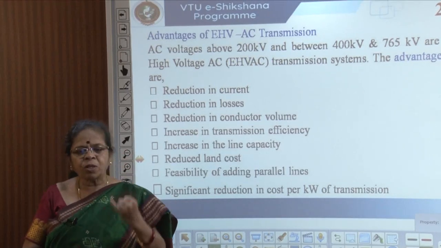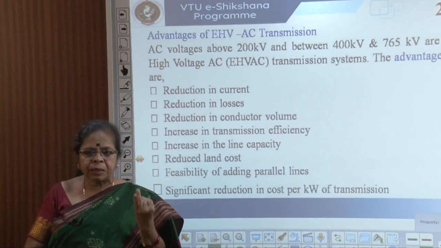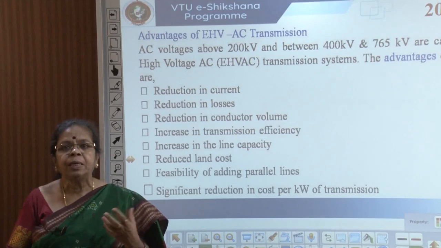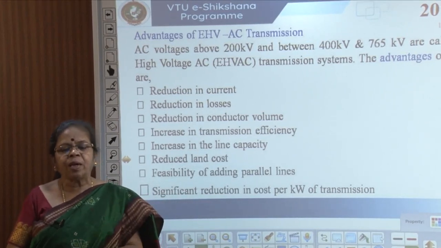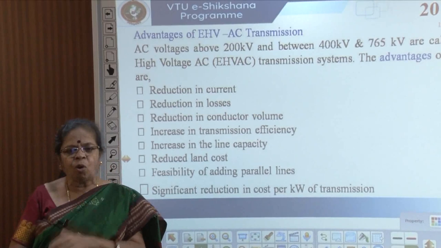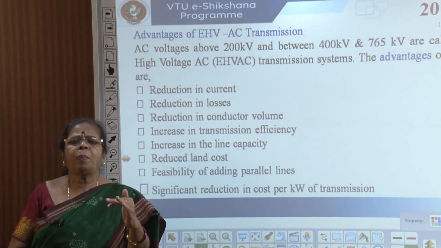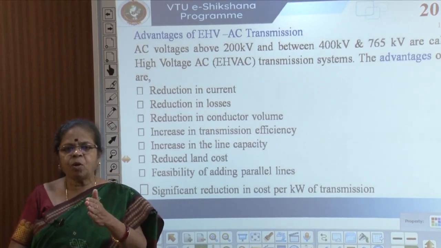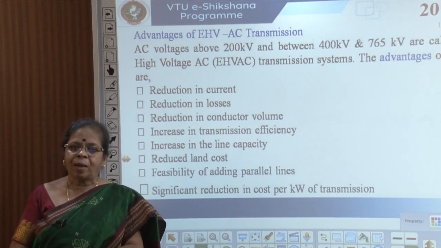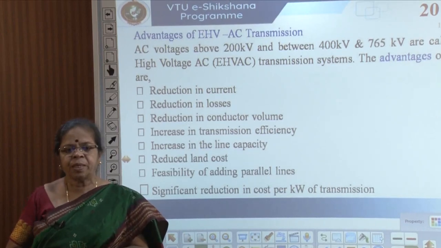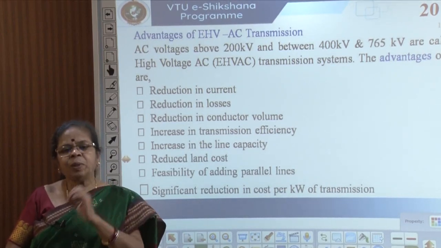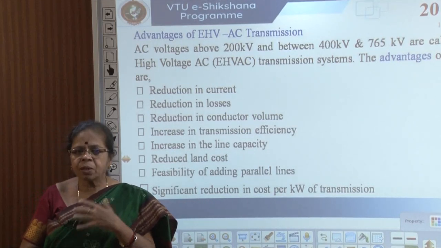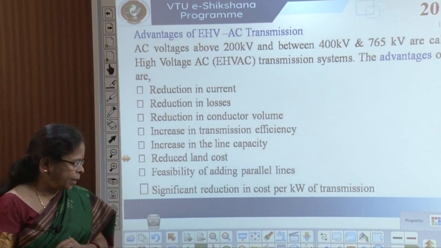It again leads to losses reduction, reduction in conductor volume, improvement of efficiency, improvement of regulation, increase in the capacity of the line, and due to all these, lesser land cost. And you can add more parallel lines, because I can have a lesser number of lines with higher voltages, so I can add more parallel lines in the same area. And all these will lead to a significant reduction in the cost per kilometer. So these are all the advantages of EHVAC systems.